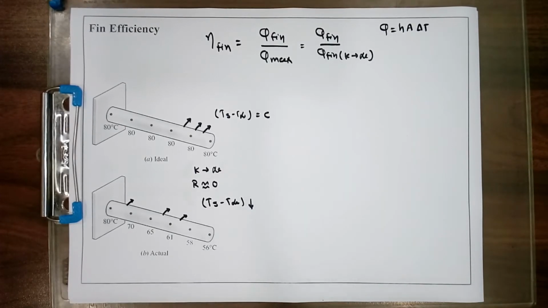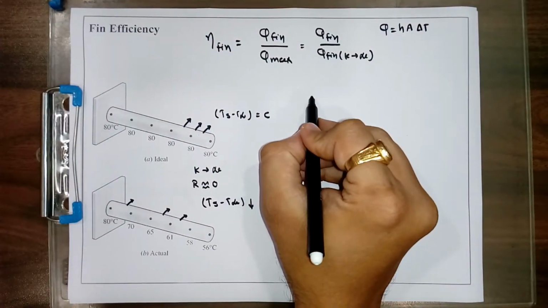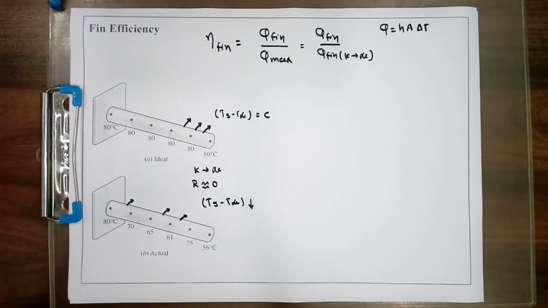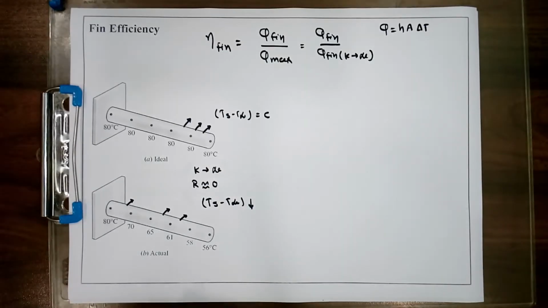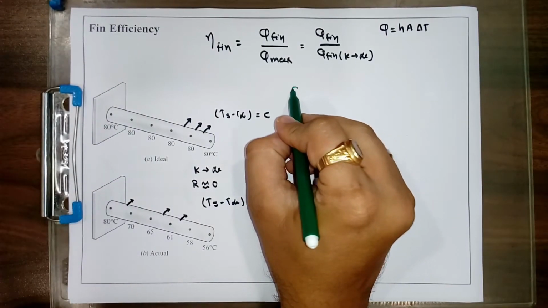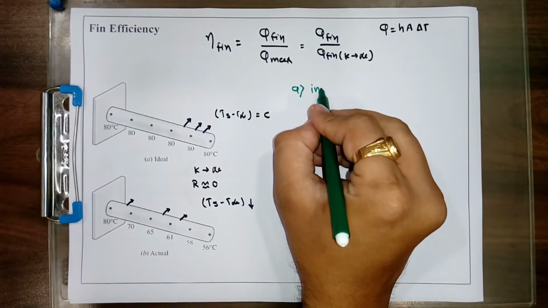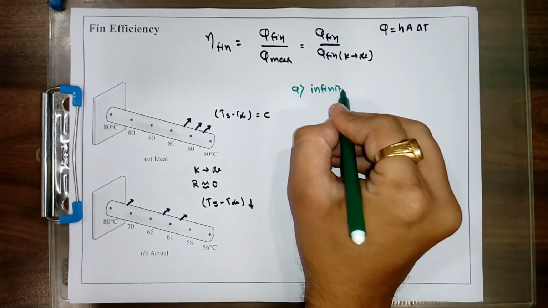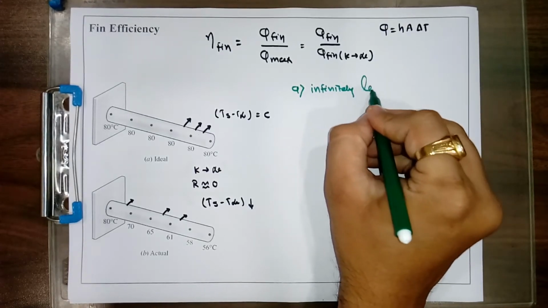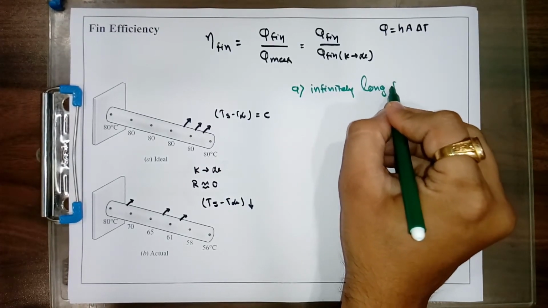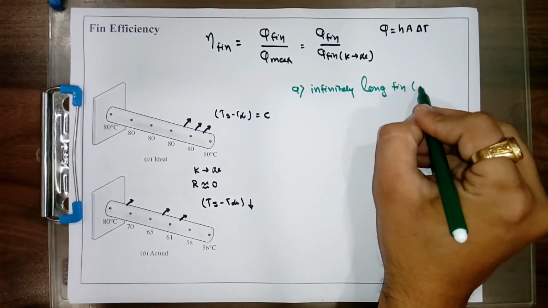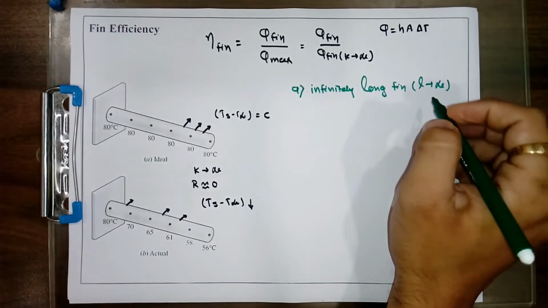The efficiency of fin is defined as the rate of heat transfer from fin to the maximum heat transfer by fin. Now we go for case number 1. Our case 1 is for the infinitely long fin. So if you remember the formula of infinite long fin, we are going for case 1, that is the infinitely long fin, in other words, L tends to infinity.